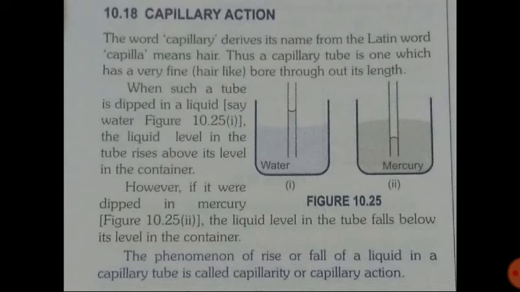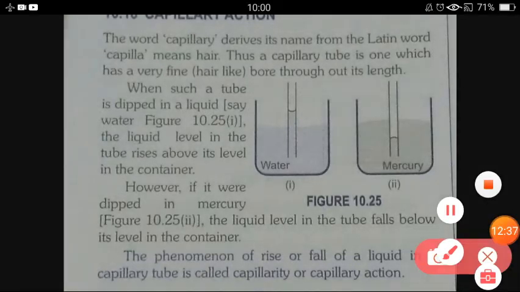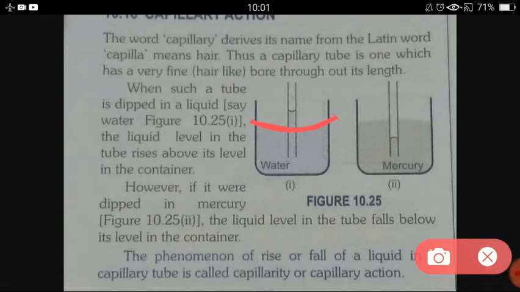Okay, so when such a tube is dipped in a liquid, suppose that liquid is water, that means the force of cohesion is less in comparison with adhesion. So at that time what happens? The liquid level in the tube rises above its level in the container. So here you can see in the diagram, this is the level of water in the container. But when we put the capillary tube inside it, the water level inside the tube has risen up.